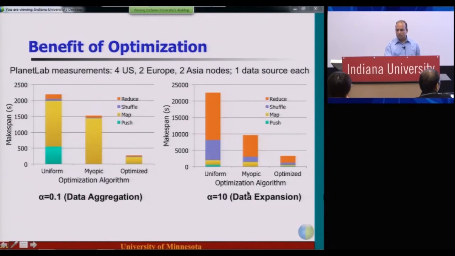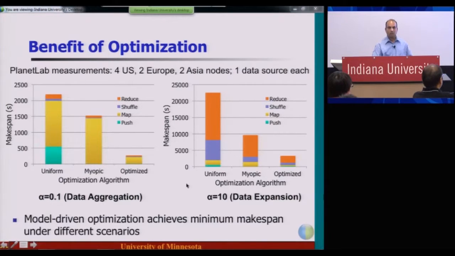Now let's look at the opposite end of the spectrum. Now here we have a high value of alpha, which corresponds to data expansion. So the input data is actually expanding a lot. Now what we see is that a lot of the cost is being paid in the shuffle and reduce operation. So again, the myopic does a little bit better, but the end-to-end optimization is able to do much better in all the phases eventually, since again it's making a globally optimal decision. So what these results are showing is that the model-driven optimization is able to achieve good performance across different scenarios.